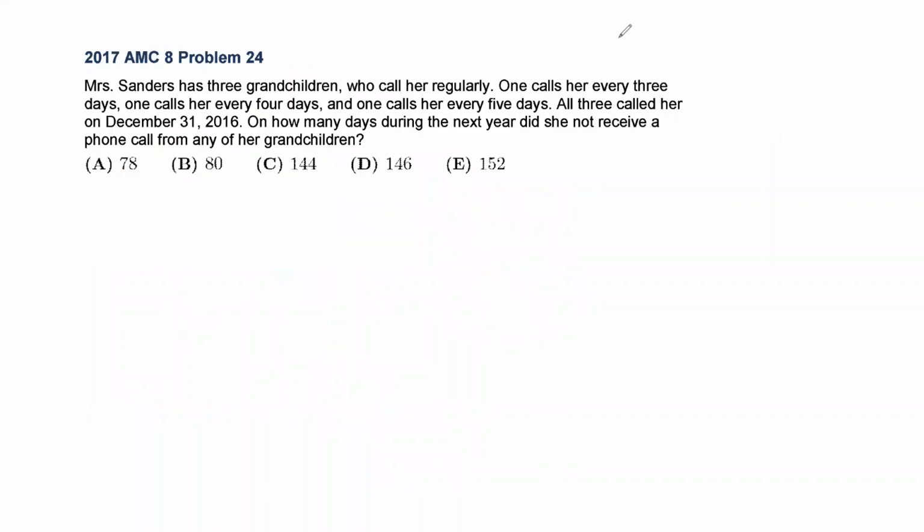Okay, Mrs. Sanders has 3 grandchildren who call her regularly. One calls her every 3 days, one calls her every 4 days, and one calls her every 5 days. All 3 called her on December 31st, 2016. On how many days during the next year did she not receive a phone call from any of her grandchildren?